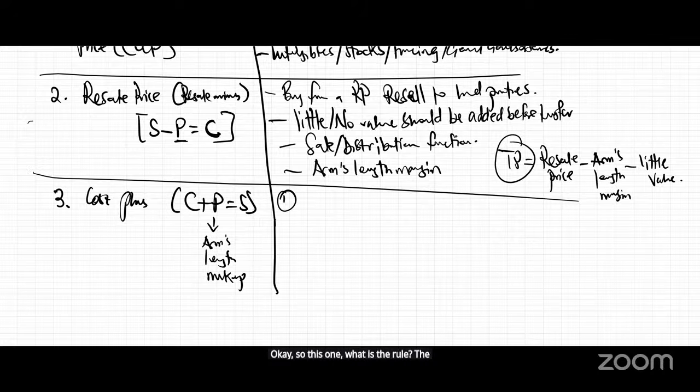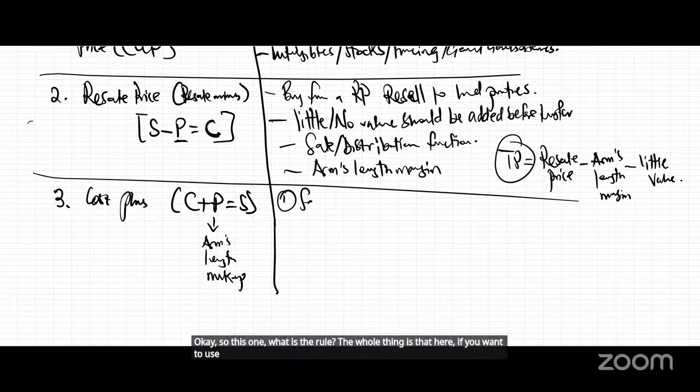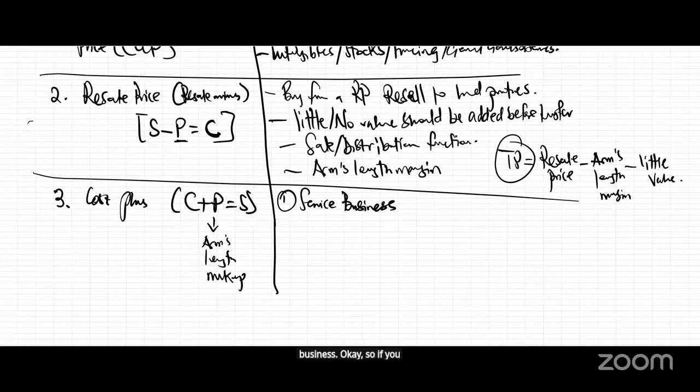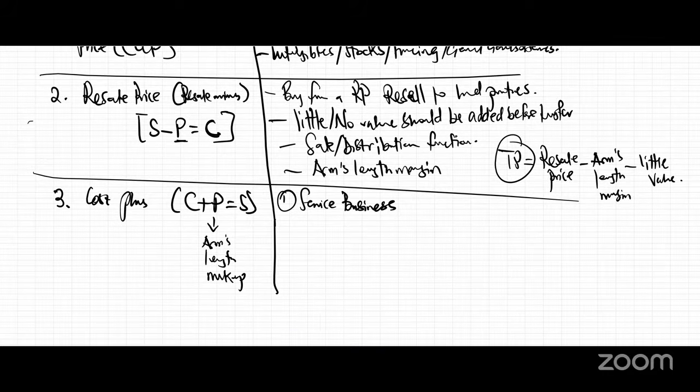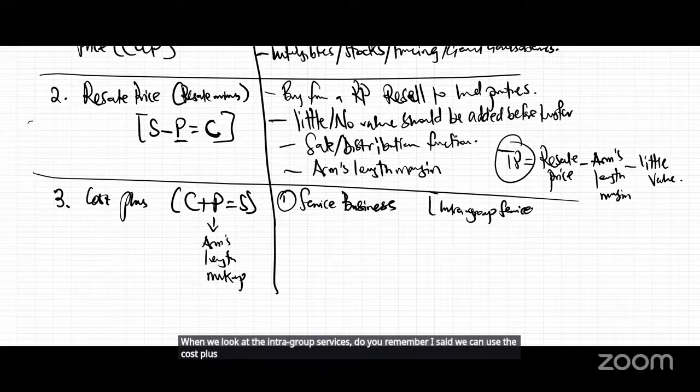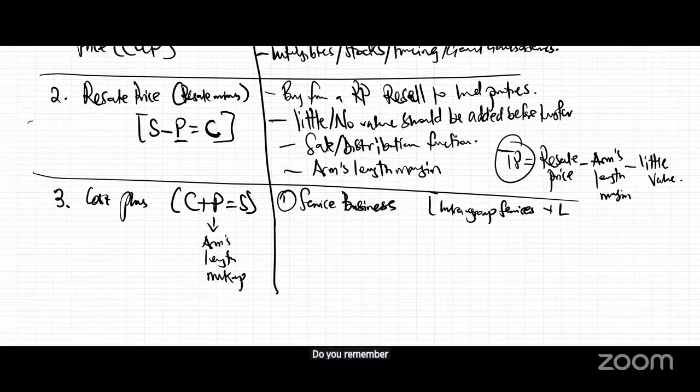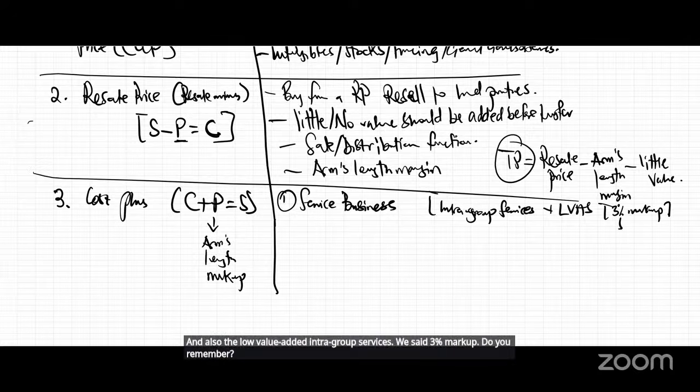The whole thing is that if you want to use cost plus, then you are looking at somebody in the service business. That is why, when we looked at intra-group services, I said the cost plus method is the most appropriate method. Do you remember? And for low value added intra-group services, we said a 3% markup. And the OECD, I said 5%.